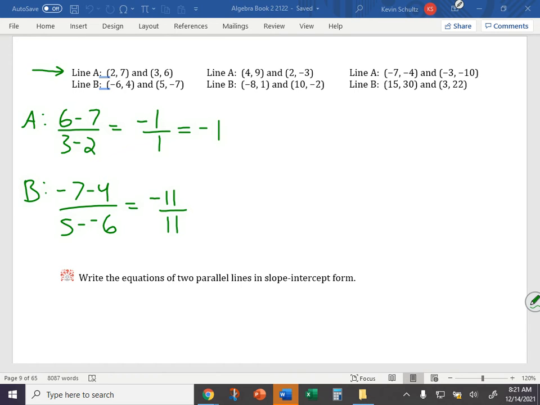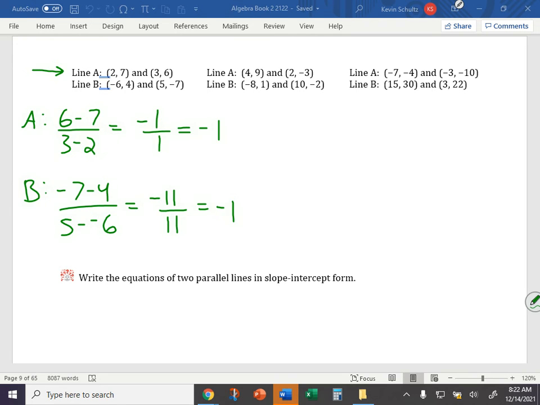Parallel. Are those slopes the same? Yes, parallel. When we were doing slope in the previous unit, oftentimes I was asked, should we simplify slope? The answer is yes, right? Because if you're just looking at the fractions, they're different fractions. -1 over 1 is not the same fraction as -11 over 11. However, they do have the same value. When you simplify -11 over 11, it simplifies to be -1. So you do need to simplify slopes.